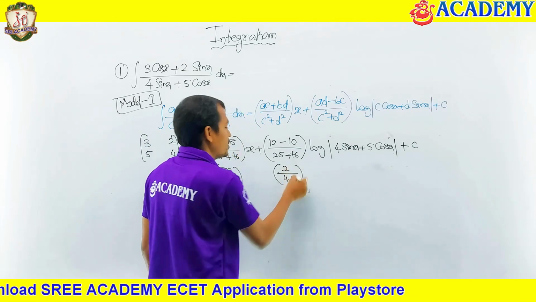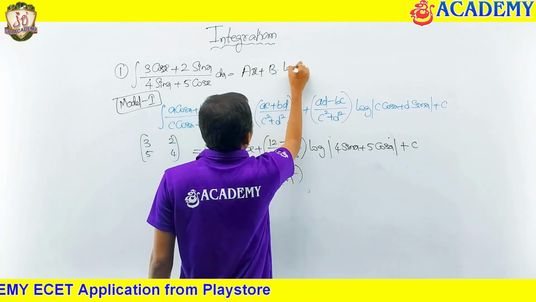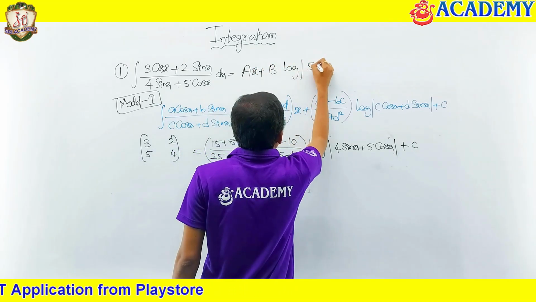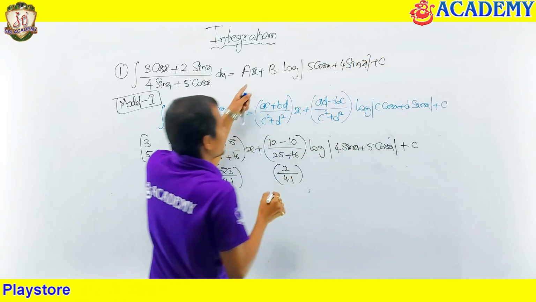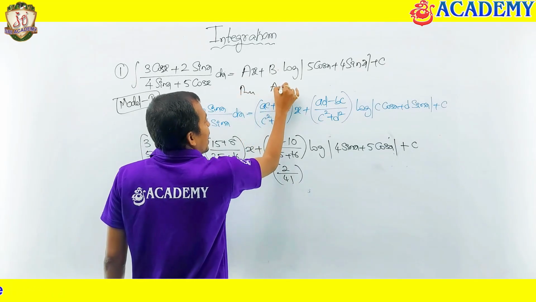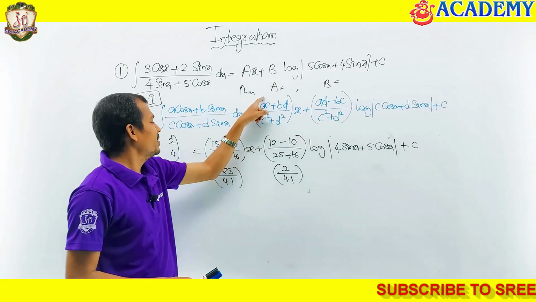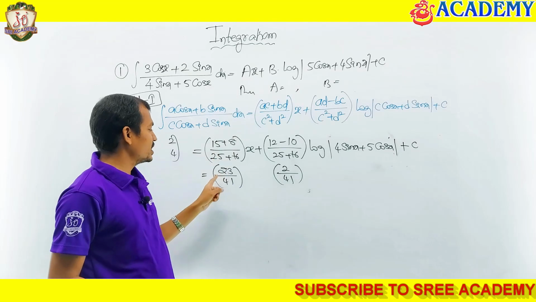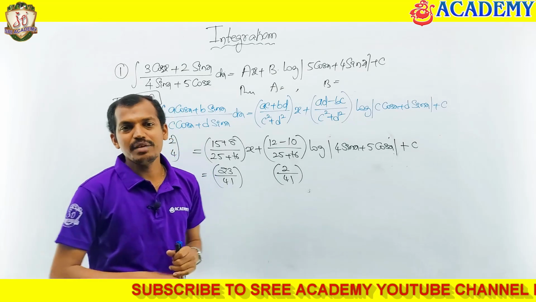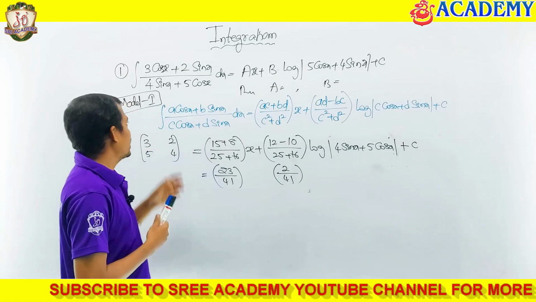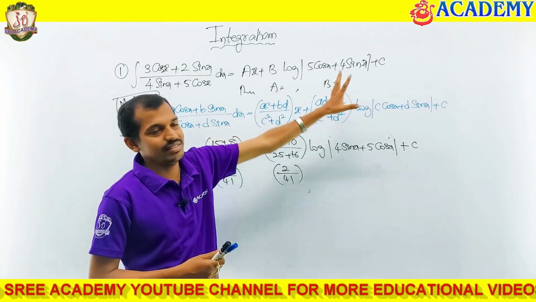divided by 41. Sometimes the question will be given like this: (ax plus b) into log of (5 cos x plus 4 sin x, or 4 sin x plus 5 cos x), plus c. Then they will ask what is a or what is b. A simply means the quotient of x, that is 23 by 41, and b value is the log quotient, that is b equal to 2 by 41. They may ask like this also. If you remember this result, you can answer this question directly.